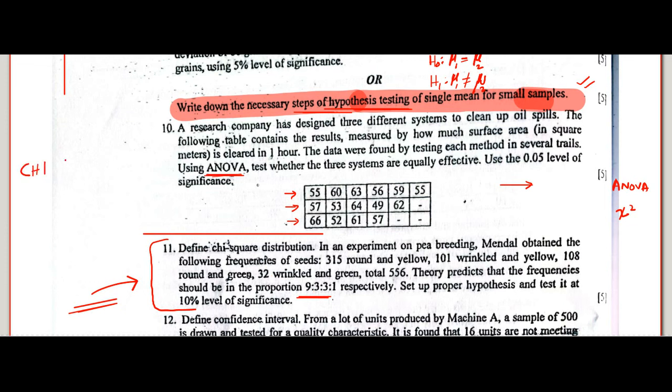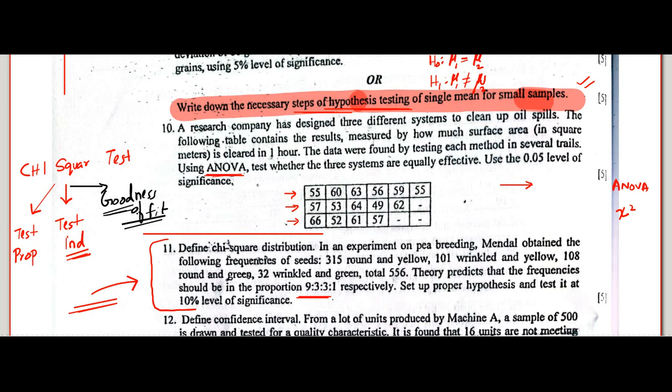In your syllabus you have chi-squared test, and remember, chi-squared test can be used for test of proportion, and it can be used for test of independence. We did one problem just now, right? Test of independence. And there is one more thing that is called goodness of fit. Okay, so I'll put one separate video for goodness of fit just as the next video. So we won't be discussing this here.